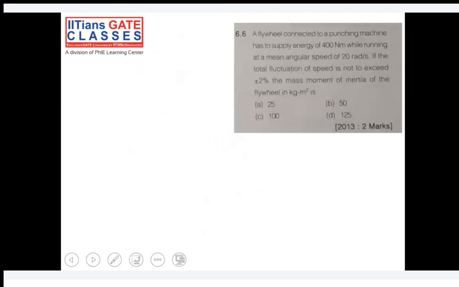A flywheel connected to a punching machine. Okay, the question is quite different here. You have a flywheel which is connected to the punching machine, has to supply energy of 400 Newton meter while running at a mean angular speed of 20 radian per second. If the total fluctuation in the speed is not to exceed plus or minus 2%, the mass moment of inertia of the flywheel is, okay, this is what they are asking.